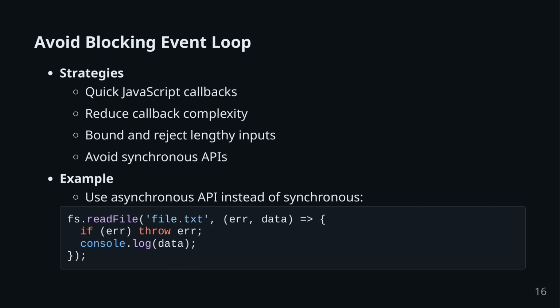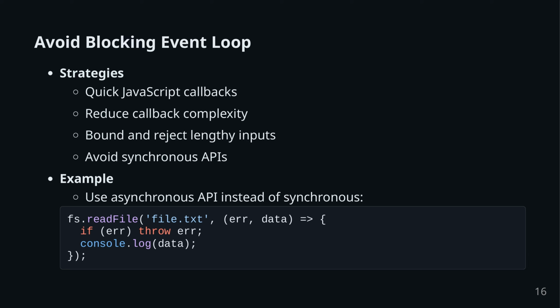your users. On this slide, we're focusing on strategies to avoid blocking the event loop in your JavaScript applications. Blocking the event loop can severely impact the performance and responsiveness of your application. Here are some effective strategies to prevent this. Firstly, ensure to use quick JavaScript callbacks. The quicker your callback functions execute, the less time they spend blocking the event loop. Secondly, aim to reduce the complexity of your callbacks. The simpler and more efficient your callbacks are, the better your application's performance will be.